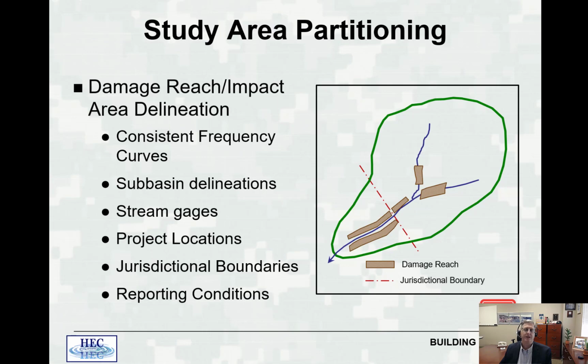Subbasin delineations is another area where you would have different damage reaches. You would have a damage reach at stream gauges. You would have damage reaches at projection or project locations. You would have damage reaches delineated based on jurisdictional boundaries, and you would have damage reaches delineated in other areas where you would want to report various conditions. So your project has to be divided up in a common time, and your project has to be divided up into common space.